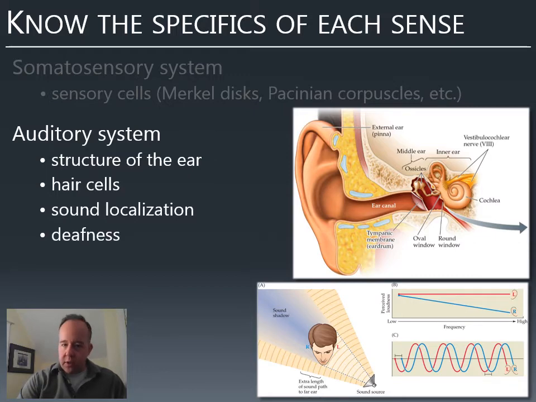The forms of deafness. So we have conduction, sensory neural, and central deafness. Know what those terms mean and be able to recognize the various forms of deafness.